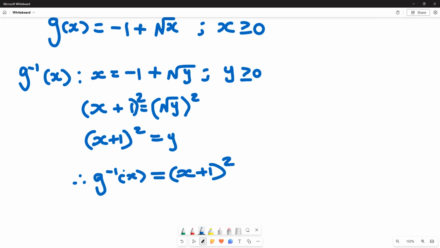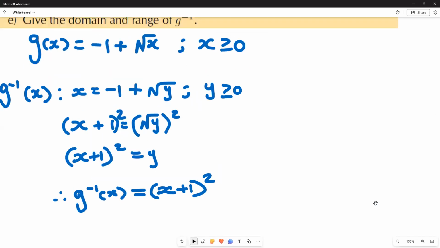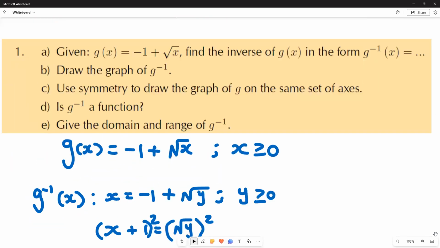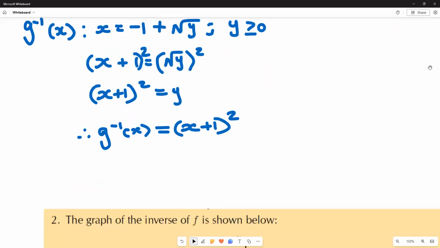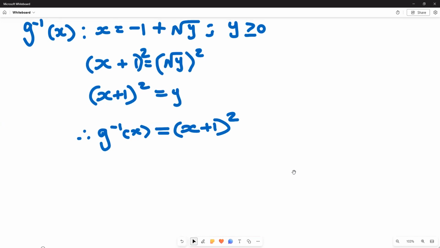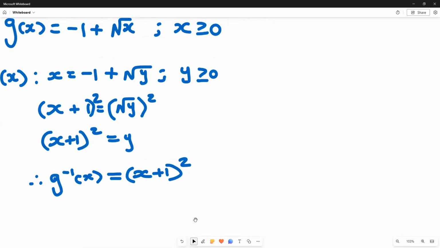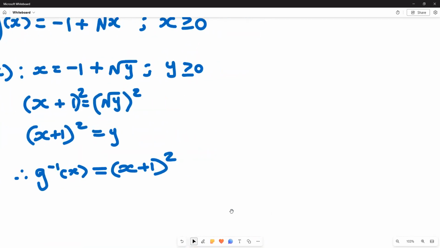I can write this in function notation because this is a parabola, which is many-to-1, which is a function. So it can be represented in function notation. Okay. And then what is the next question saying? They want us to draw the graph of the inverse. Remember, the inverse is this parabola here, right? Okay, so for the inverse, let's do this.